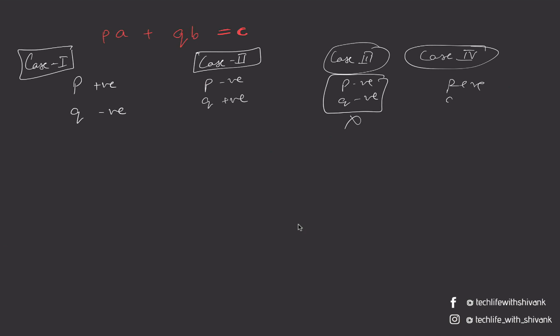And P is positive and Q is positive means C is greater than P and C is greater than Q, which is also not possible. C has to be less than P and C has to be less than Q, as per the problem statement, because we have to obtain exactly C liters of water in one of the containers. So these two are not possible cases. Only case 1 and case 2 are possible.